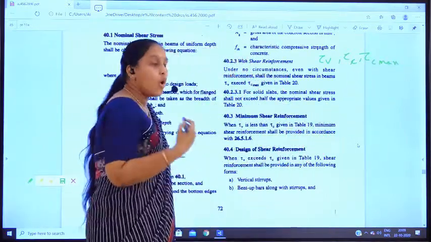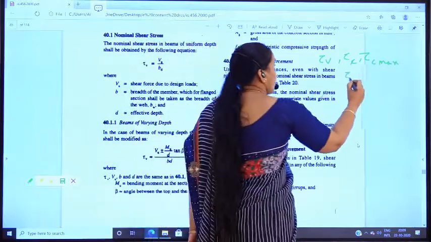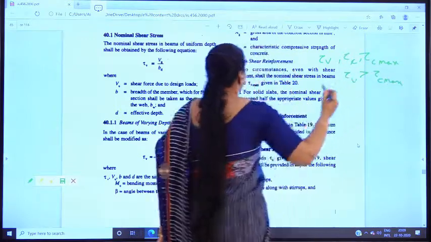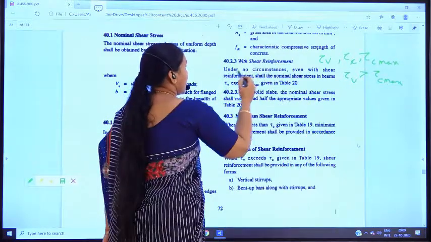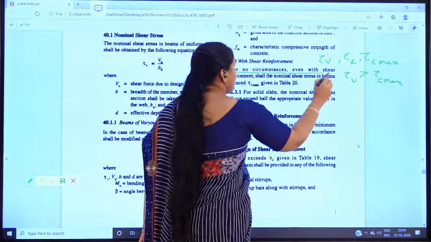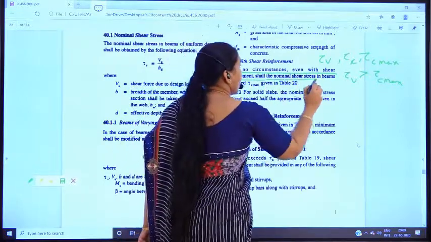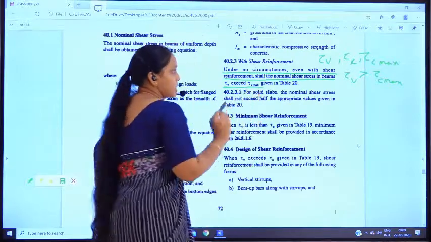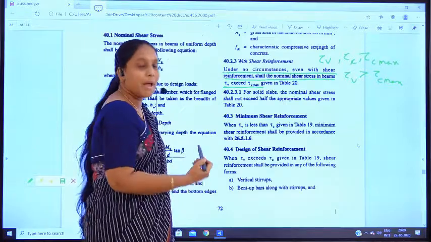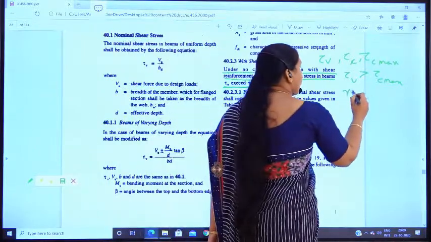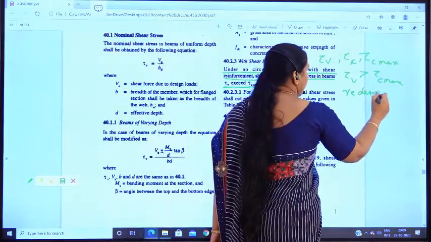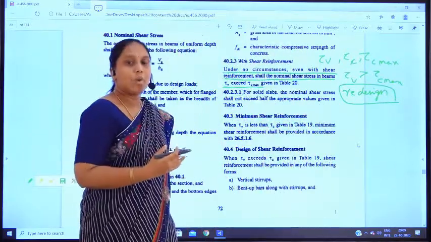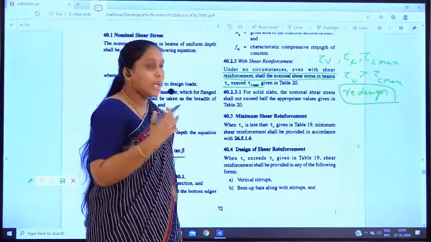In no case should the tau V value be greater than tau C max. Okay, so with shear reinforcement, under no circumstances should the nominal shear stress in beams, tau V, exceed tau C max. So if tau V is greater than tau C max, then what do we have to do? We have to redesign the beam.